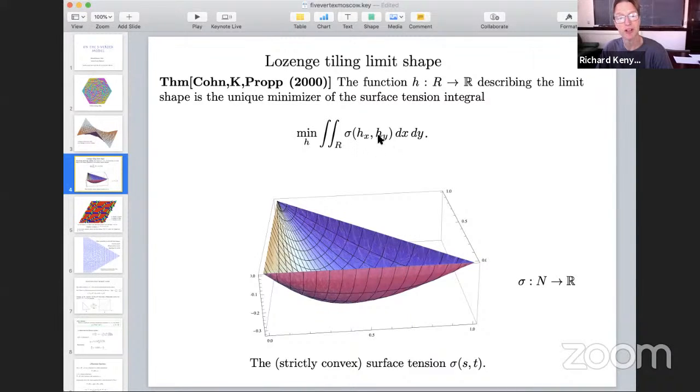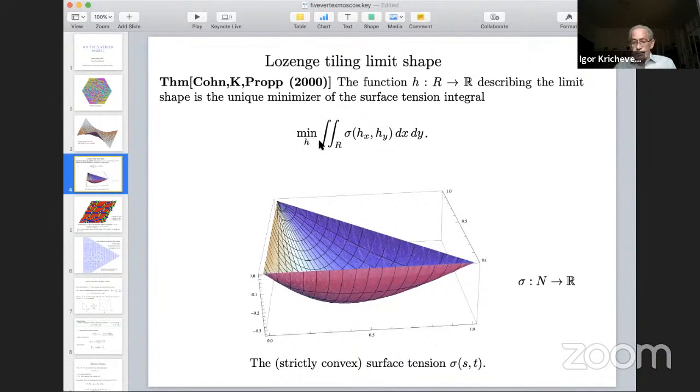So it's the integral of a certain function sigma, which depends on the gradient of the function h, integrated over R. So it's just as if it was a soap bubble surface, a minimal surface, except that the function you're minimizing is not isotropic. It's a non-trivial function of the gradient.